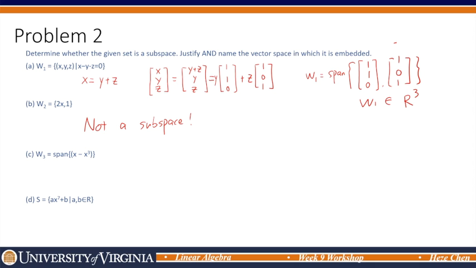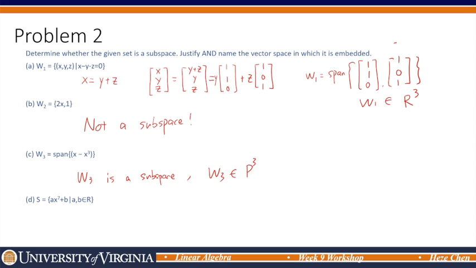C. W3 is the span of x minus x cubed. So it is clear that W3 is all the linear combinations of the polynomial x minus x cubed. So by the definition of the span, W3 is a subspace, and it is embedded in P3 because the highest order of this polynomial is 3.